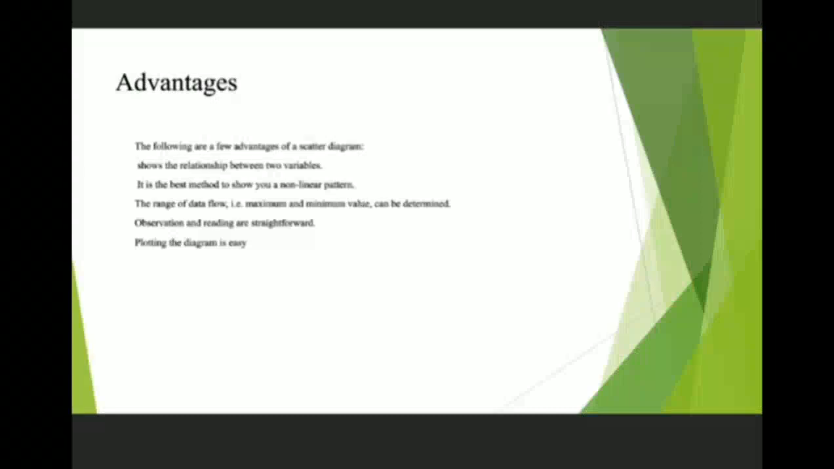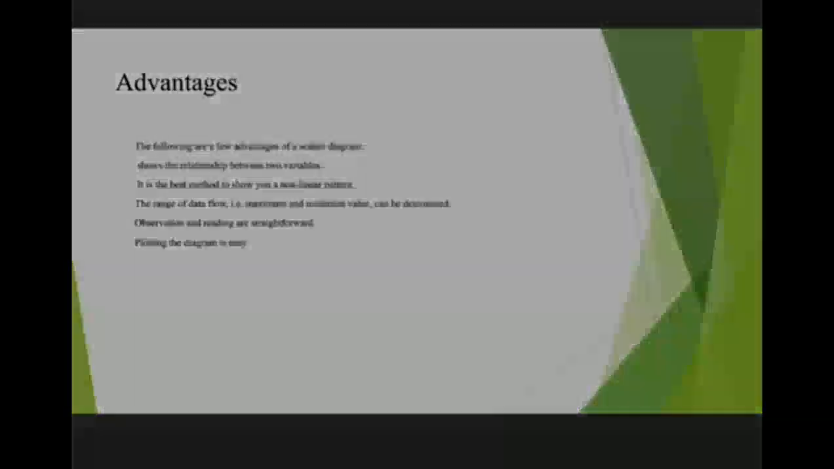Let us see the advantages of the scatter diagram. It is the best method to show you a linear pattern. Next, the range of the data flow, that is maximum and minimum, can be determined well. Next, observation and reading are straightforward. At last, plotting the diagram is easy. So those were the advantages of the scatter diagram.